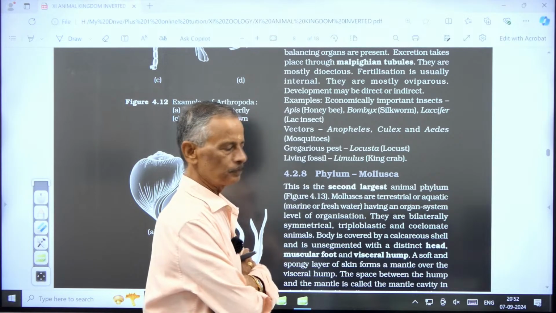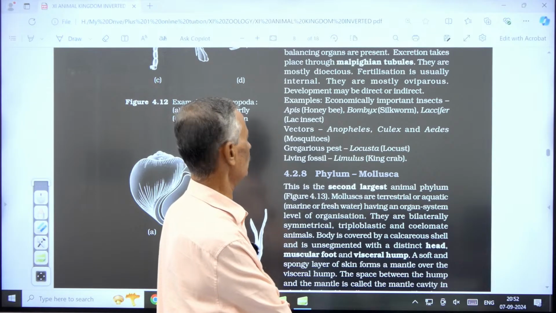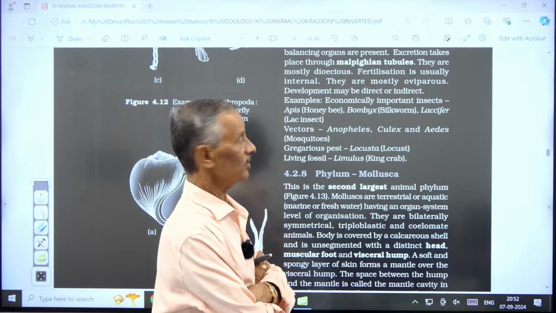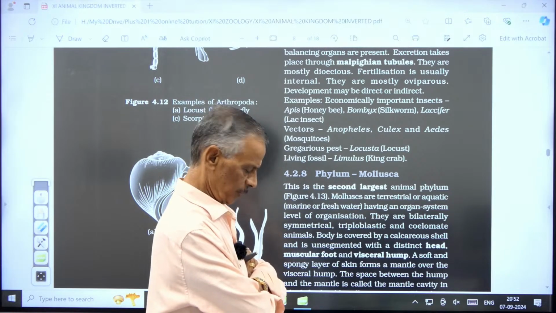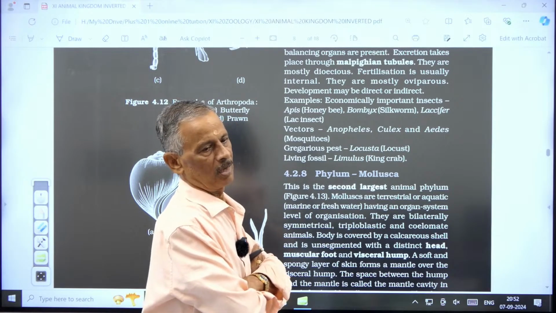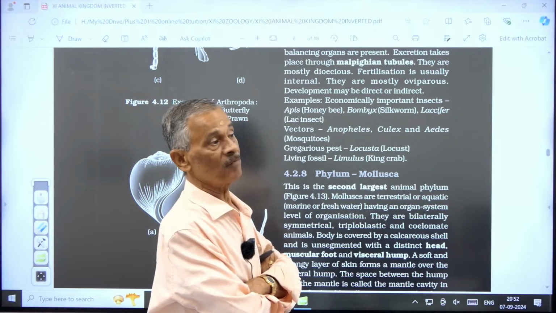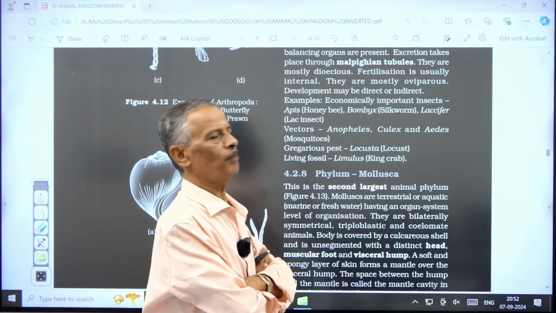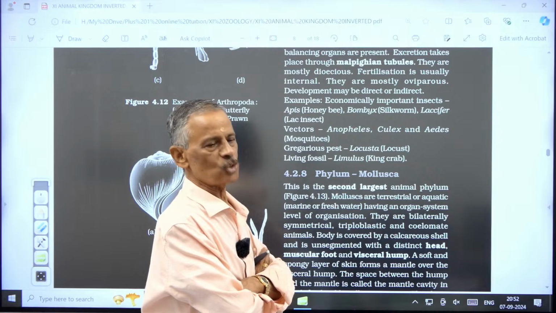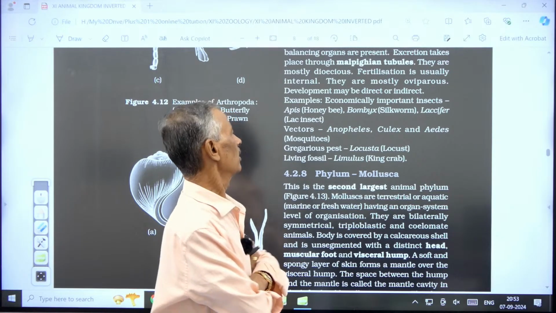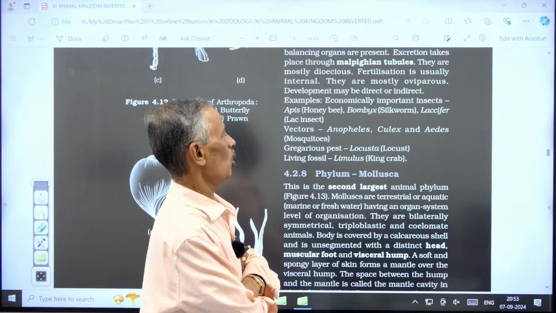Dengue is mainly spread by that one. Then gregarious pest. What is a gregarious pest? Pest that will be coming in very large numbers. They come together in groups of lakhs. Like a dark cloud they come, and they will be eating on all green parts, completely destroying the agriculture. It is a very dangerous pest called gregarious pest, locust.